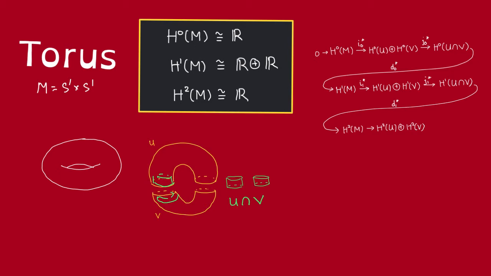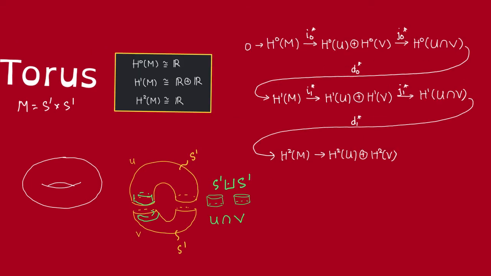So why do we choose U and V this way? Well, because observe that U and V are each just homotopic to a cylinder, and thus homotopic to the circle. Even U intersect V here can be expressed in terms of circles. Look, this is just 2 circles. That's really convenient because we just computed the cohomology groups of the circle. So now we can put that fresh knowledge to good use. We can fill in all of these.